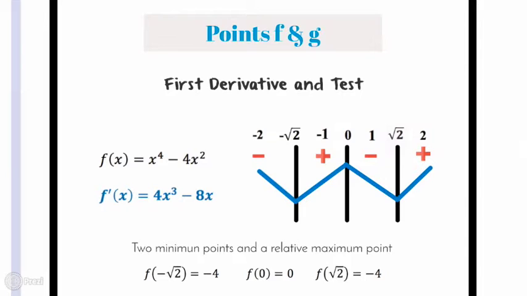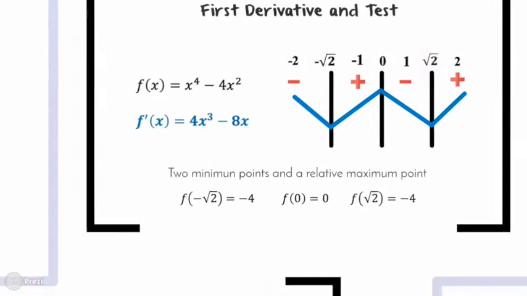Then, to make the t-chart, we substituted the values, and we got that f of minus square root of 2 was equal to minus 4, and f of 0 was equal to 0, and that f of square root of 2 was equal to minus 4. So with this, we concluded that f of minus square root of 2 and f of square root of 2 are minimums, and f of 0 is a relative maximum.